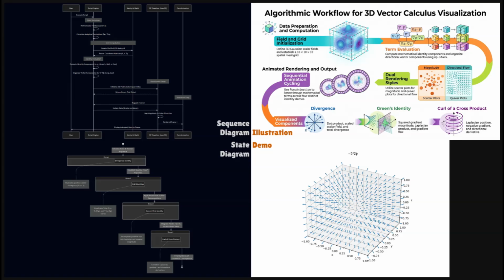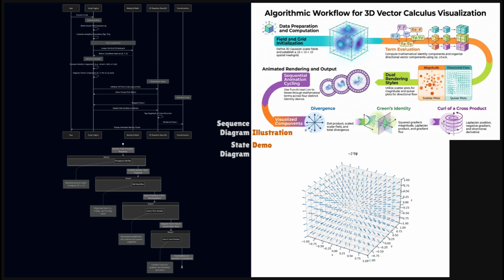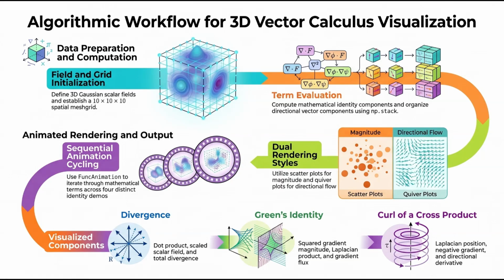4. Visual mapping. Depending on what is being shown, the system chooses the best visual tool. Scatterplots use color to show intensity or magnitude, while quiver plots use arrows to reveal the actual direction and flow of the vector forces.